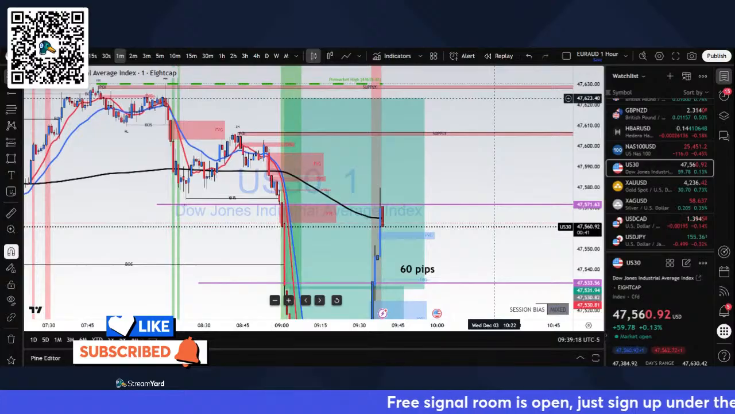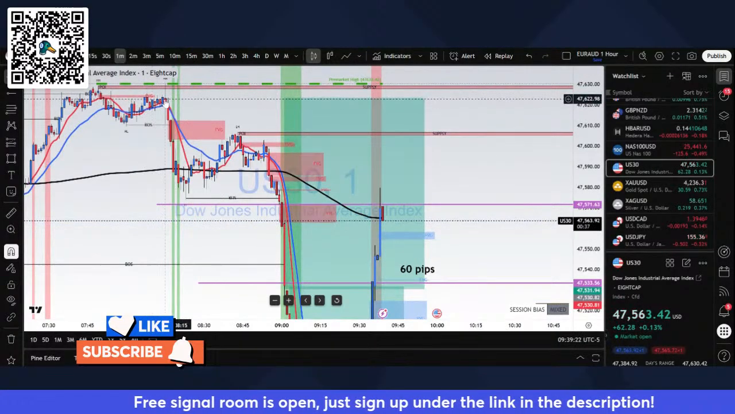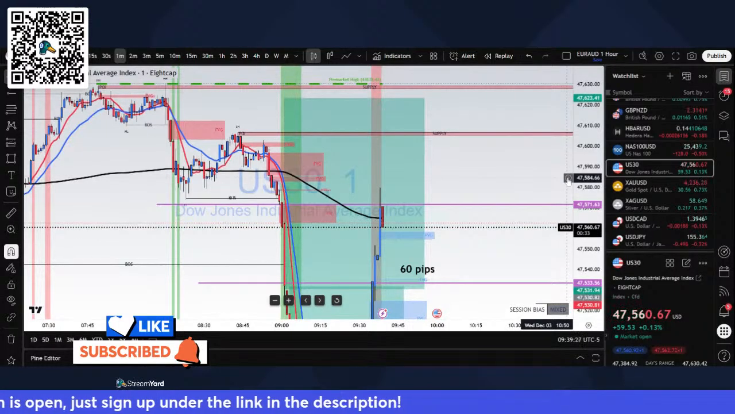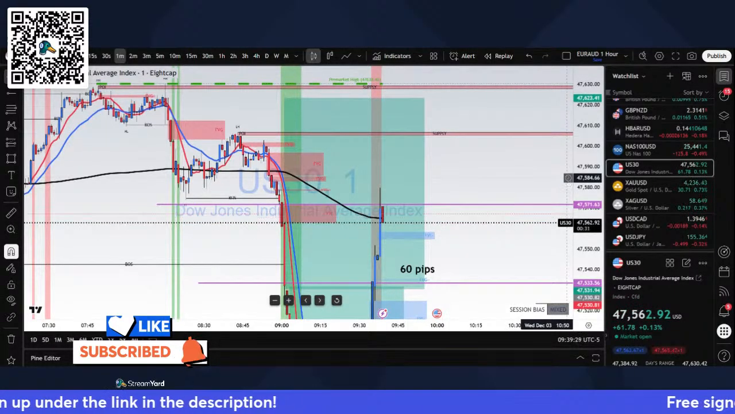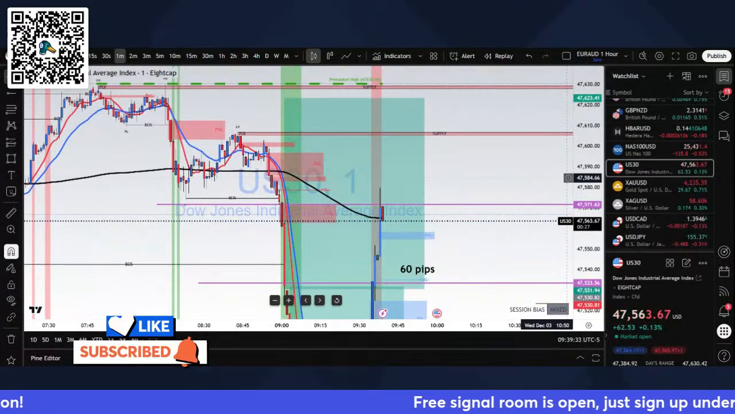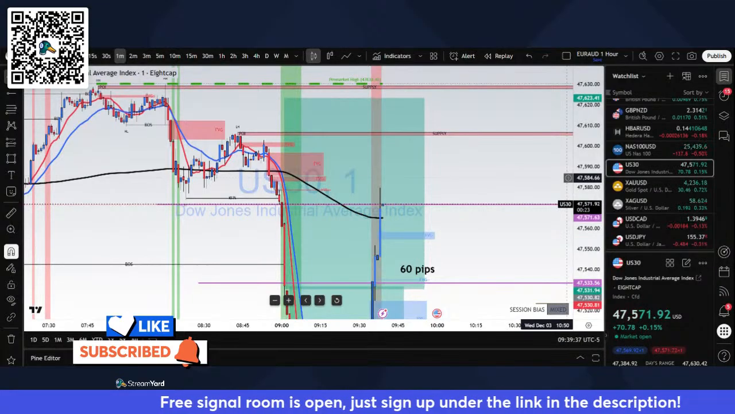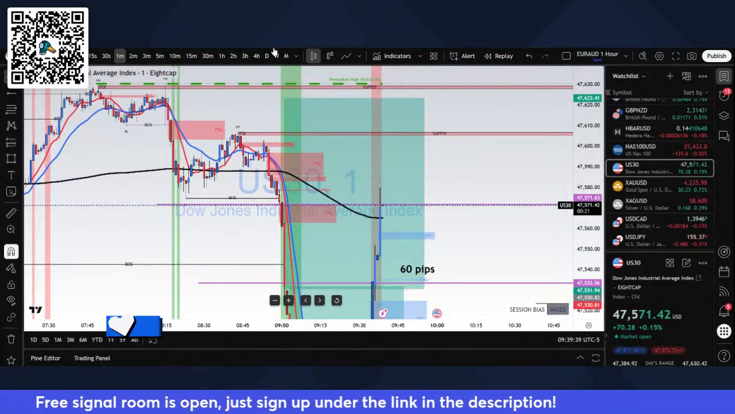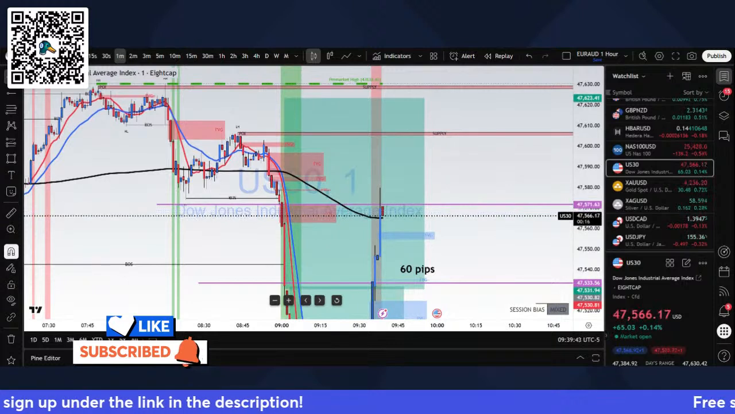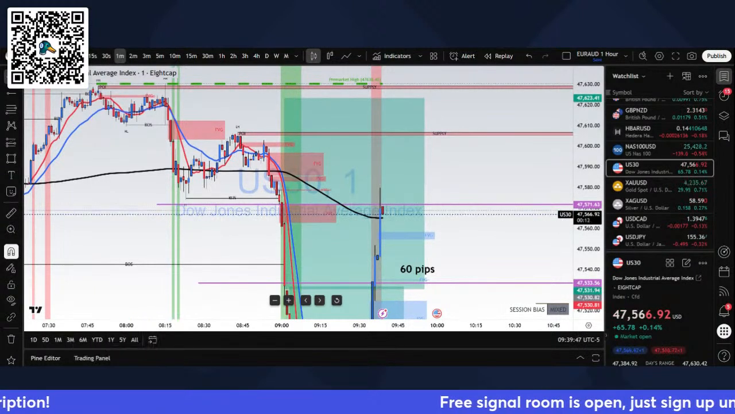My final TP is right here, right at the top of these candles here. It's 47623.41. You just make it. All right, so we're risk-free, guys. Another beautiful trade, 60 pips in the bank. Let me get a W, man.